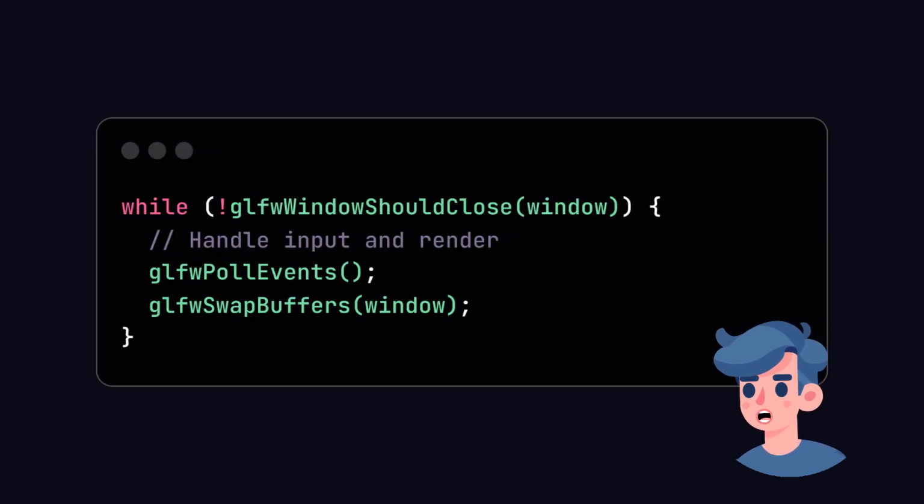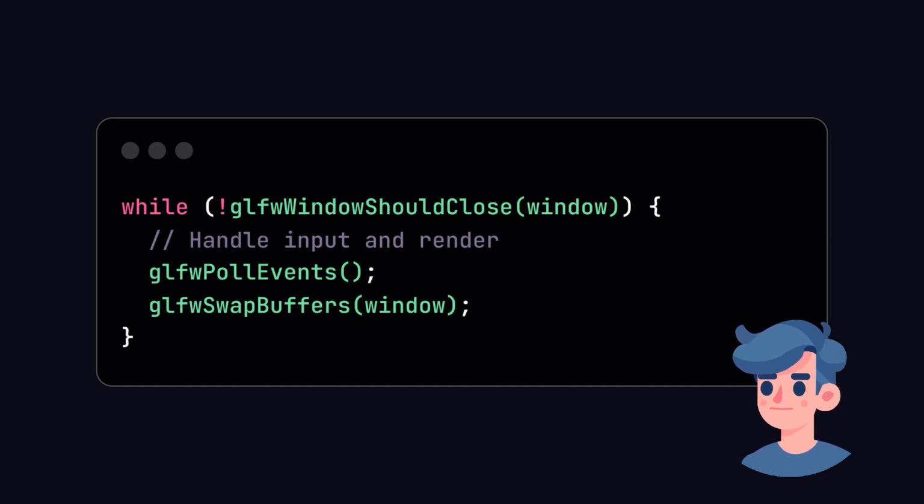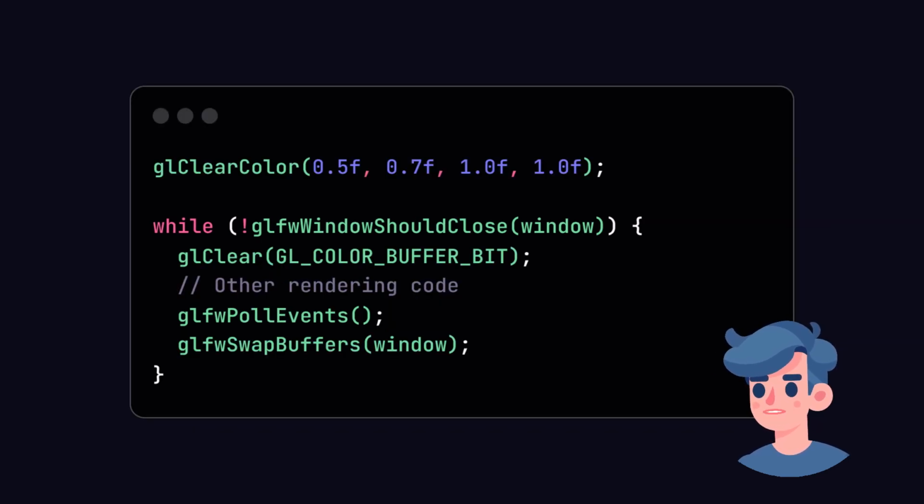Next, let's create our game loop. The game loop is where we will handle user input, update game logic, and render graphics. We'll use a simple while loop that runs until the window is closed. With our basic window opened and the game loop set up, let's clear the screen with a solid color. We will set the color to a light blue for the background.